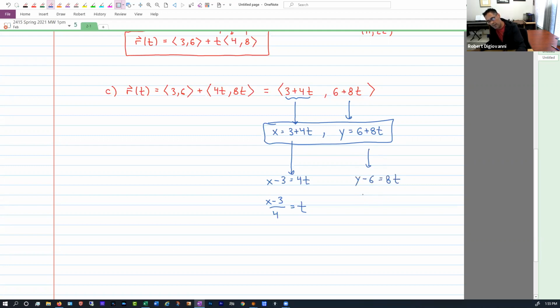And divide by 8. And you have what t is, right? Now, if this equation is equal to t, and this equation is equal to t, then they're equal to one another, aren't they? So what I can do is set them equal.